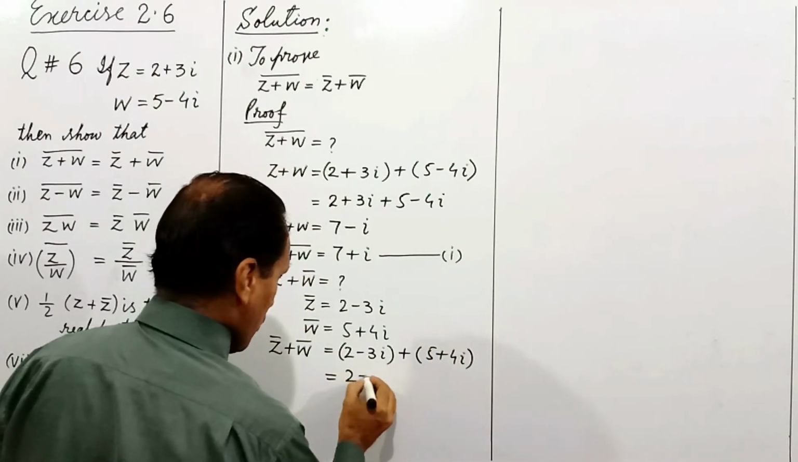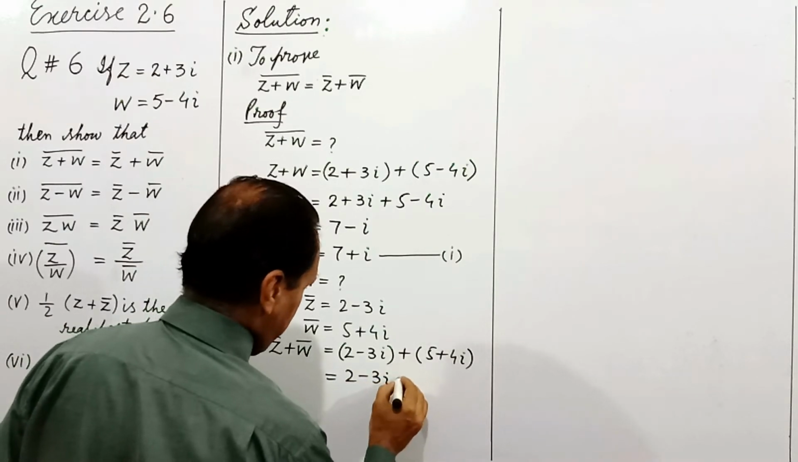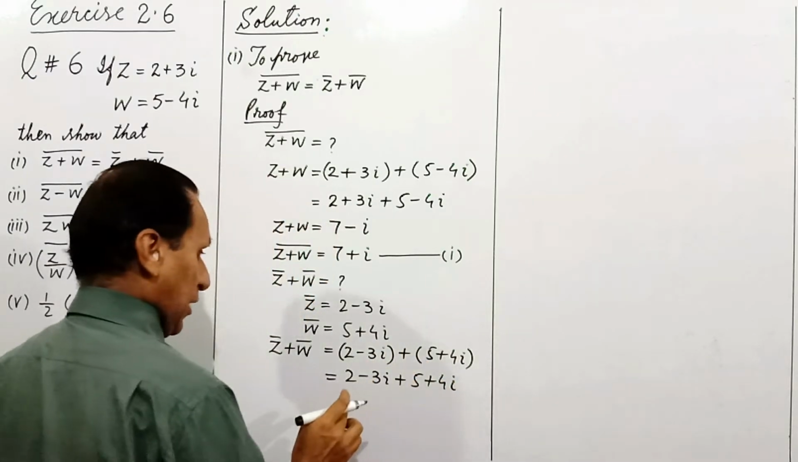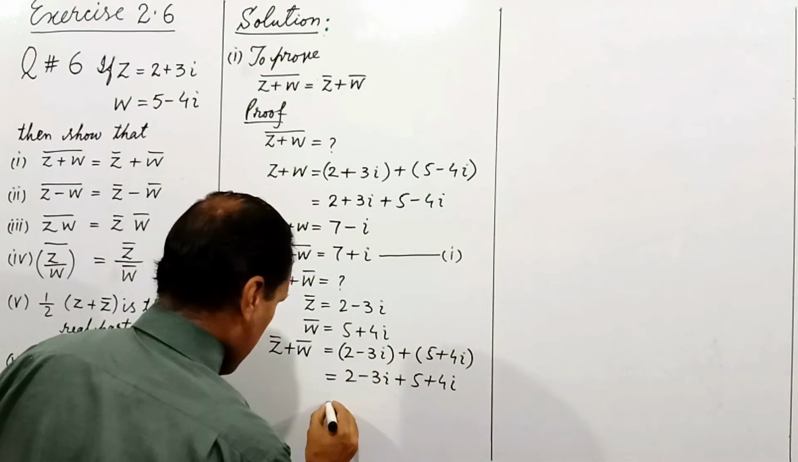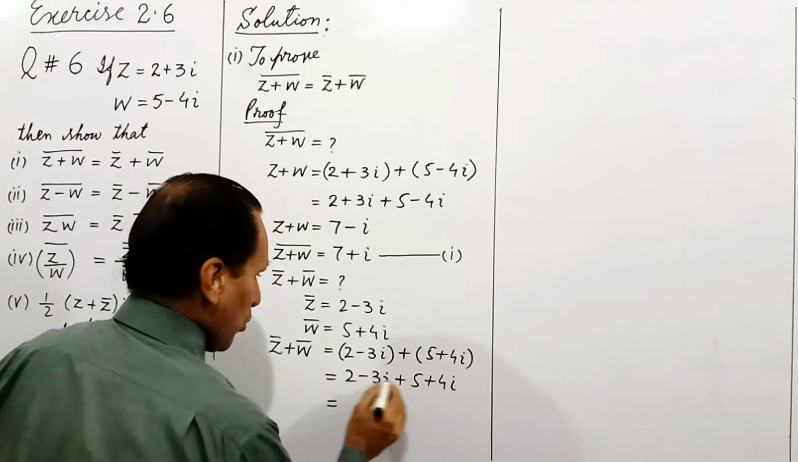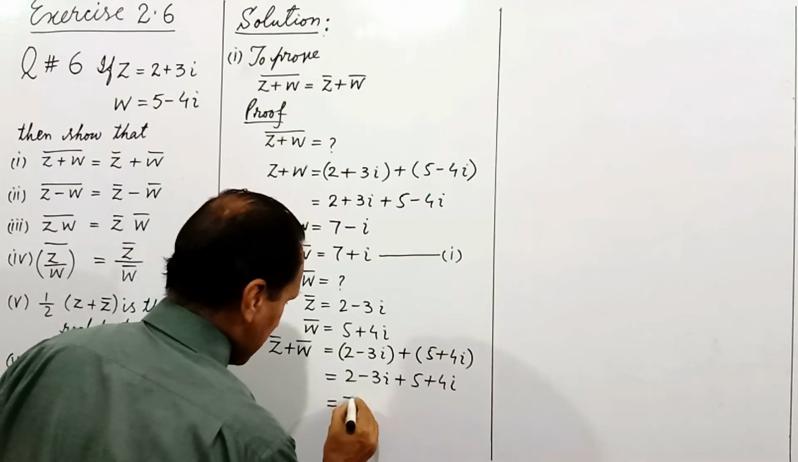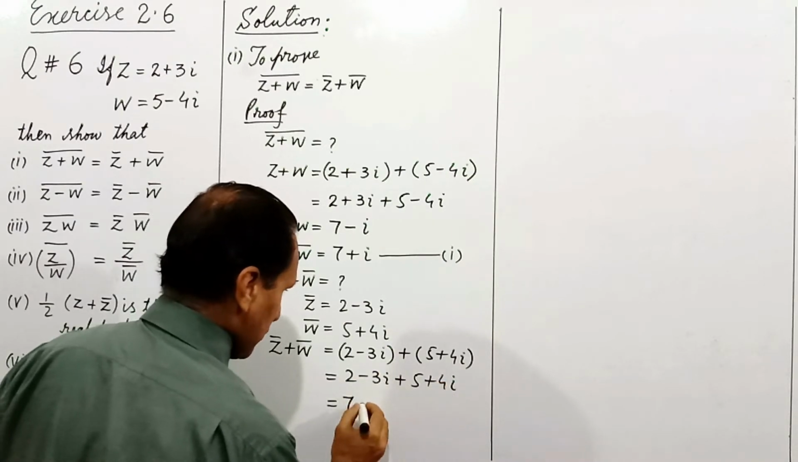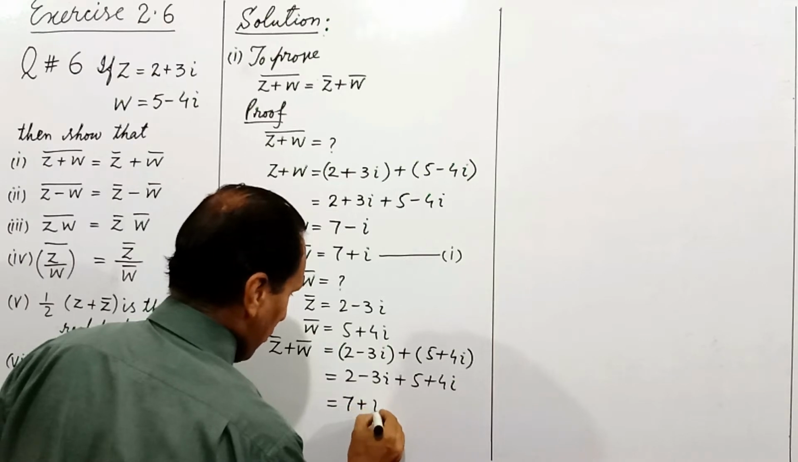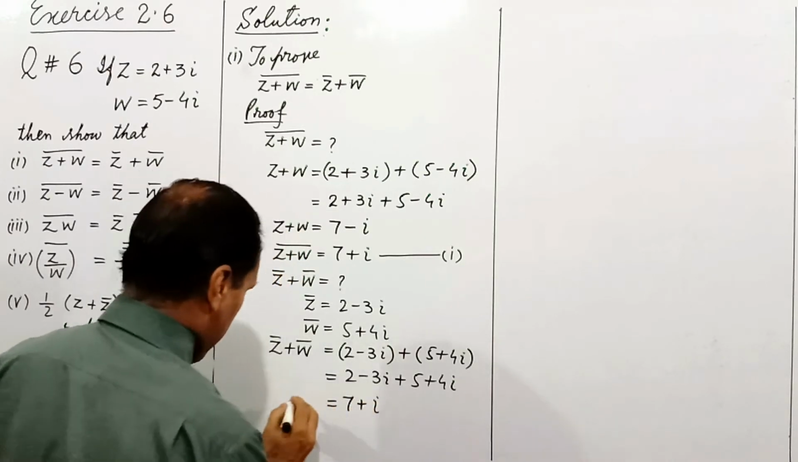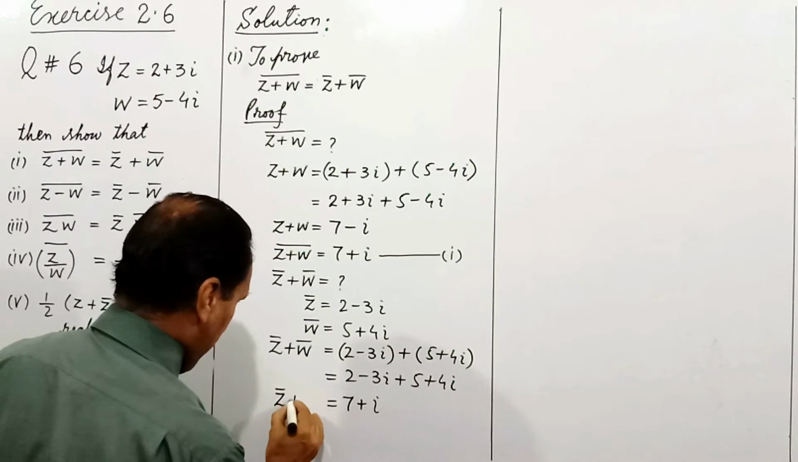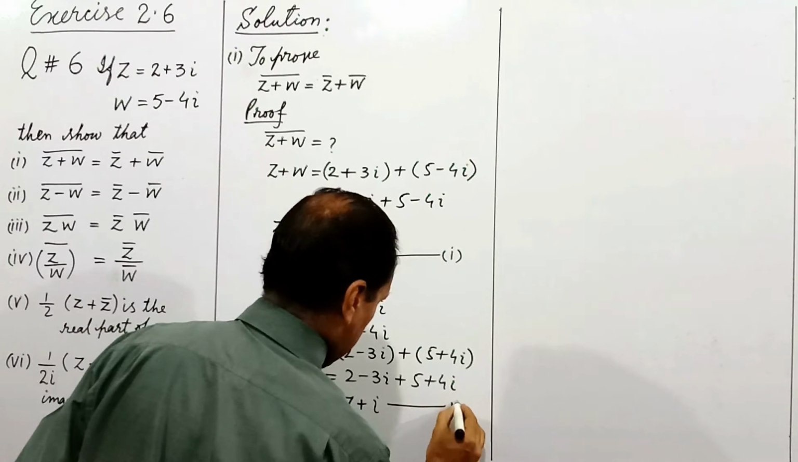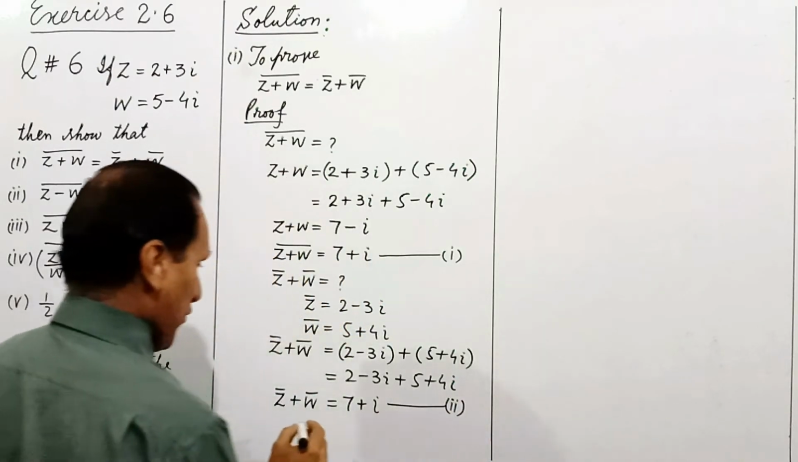We open the brackets: 2 minus 3 iota plus 5 plus 4 iota. As the plus sign is outside the bracket, there is no change. 2 plus 5, real parts are added, 7. Imaginary coefficients are subtracted as their signs are different: 4 minus 3, plus 1 iota. 1 is understood, therefore we do not write it over there. Z bar plus W bar, we got the result of the right hand side. We name it as number 2 for reference.